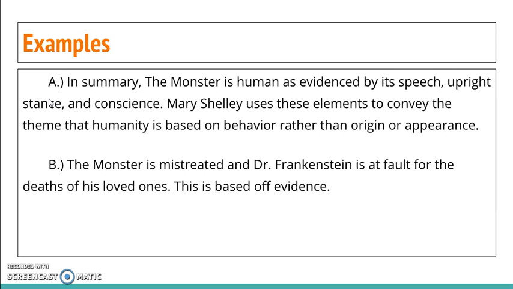Hopefully you decided A was correct. It has the transition, in summary. It has the thesis, the monster is human, has the main points, speech, upright stance, and conscience. And then it has a theme, humanity is based on behavior rather than origin or appearance. In B, it has none of those. It goes off on a tangent about mistreatment and Dr. Frankenstein's role in the story, and then all it says is this is based off evidence. It doesn't give any of the evidence, or even just the main idea of the evidence.